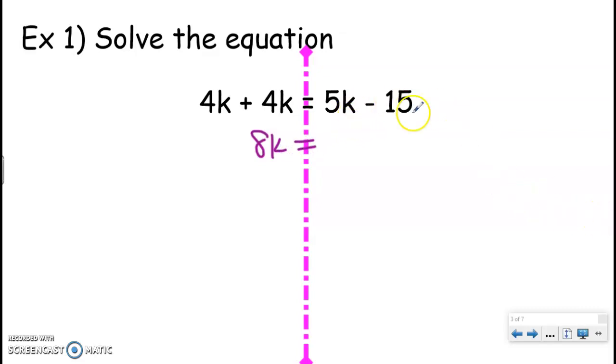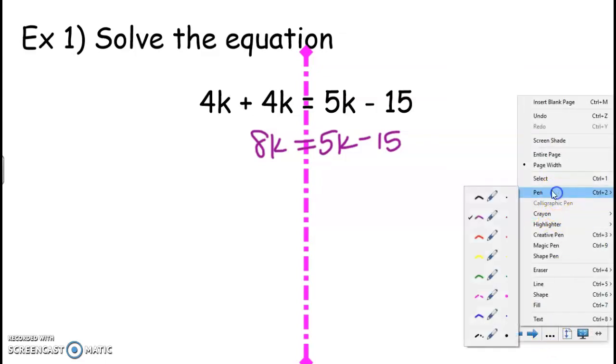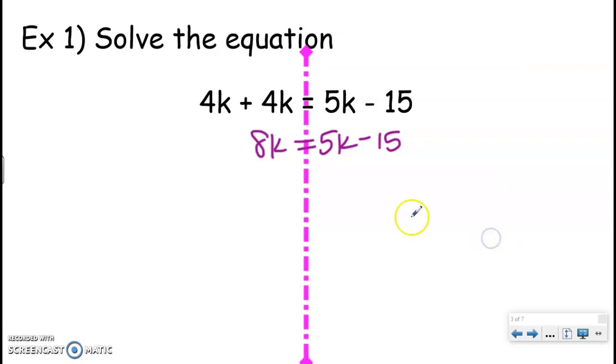Okay, third step is to combine like terms on the right side. I can't combine 5k and 15 because they are not like terms. Okay, and then the fourth step is to collect all variables on the same side. One thing Mrs. Straight will tell you that will help you out is decide what side the variables are going to go on and what side the letters or the numbers are going to go on.